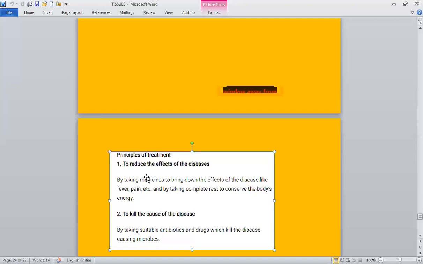the second principle of treatment is to kill the cause of the disease. In this, we have to take a suitable antibiotic or suitable drug which will kill the disease causing microbe. Killing the microbe is essential to treat the disease.